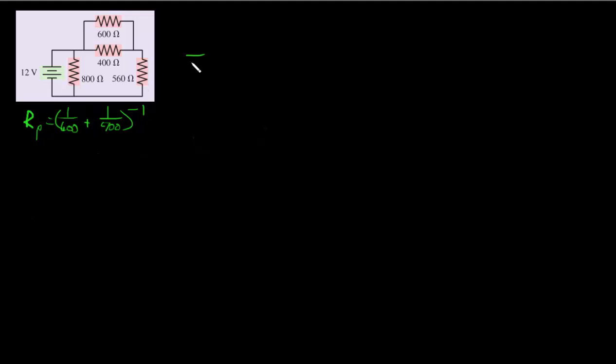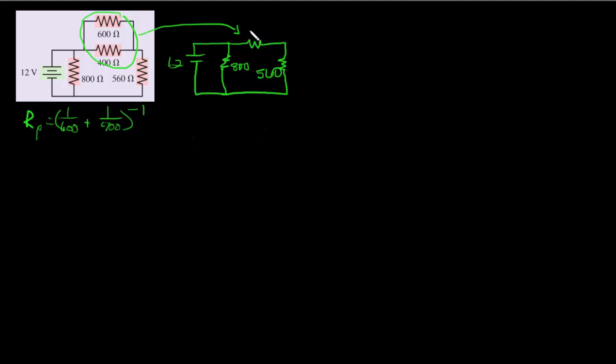So let's redraw. So we have 12 volts coming out. It's going to come across through that 800 ohm. So 12, this one stays the same, that's 800. And now we've combined these, that parallel element. So this one was 560, and these two combined to give me that one, which is 240 ohm.